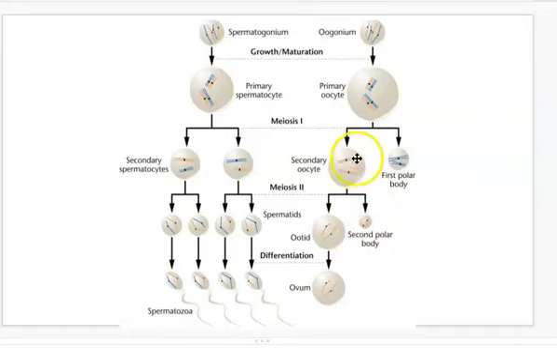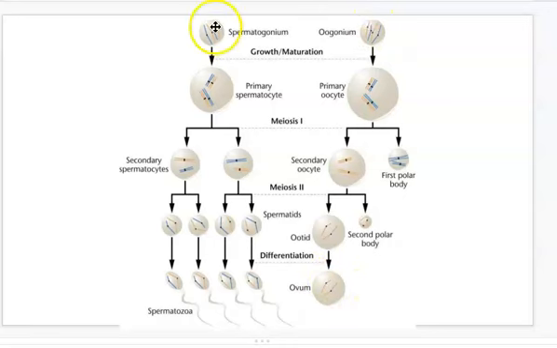So from one oogonia to a primary oocyte, you end up with one ovum. And you only end up with that ovum if it has been fertilized. 46 chromosomes, 23 chromosomes.